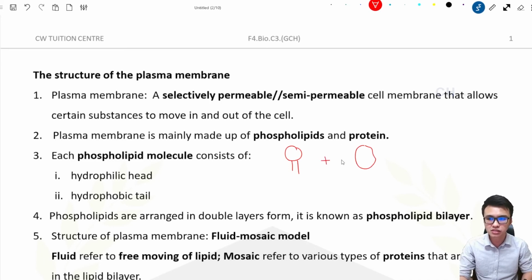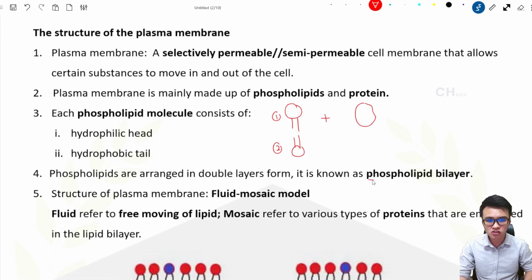The phospholipid has a head and it has tails. So this is basically the structure of the plasma membrane. And then these phospholipids are arranged like this. It has two layers, the first and the second layer. That's why we call it a phospholipid bilayer.